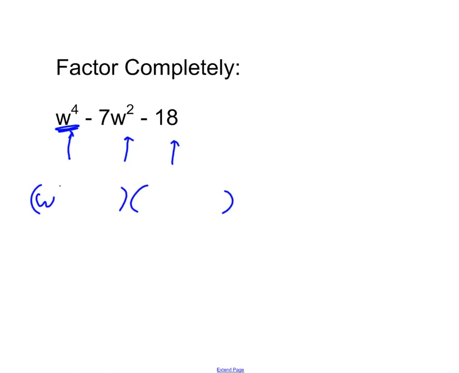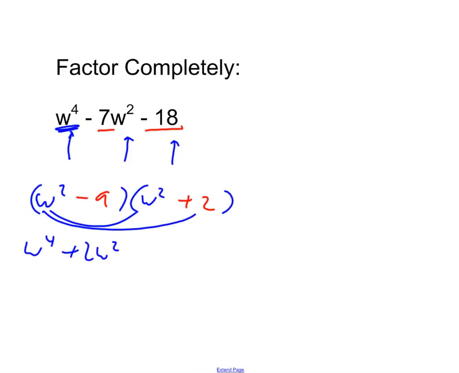It's going to be w squared and w squared. So if we multiply w squared times w squared, it'll give us w to the 4th. Then, to get a minus 18 and a negative 7, I'm going to do minus 9 plus 2. And we can check to see if we're right by multiplying it out. There's w to the 4th plus 2w squared minus 9w squared minus 18, which gives us w to the 4th minus 7w squared minus 18.